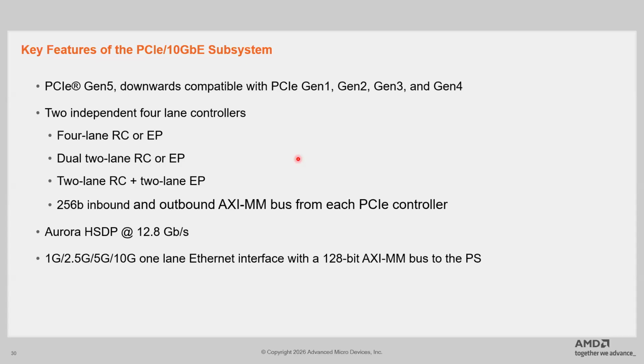You have two independent four-lane controllers. They could be, you know, four lanes RC or EP, dual lane, two-lane RC, and then or two-lane EP. This is built as 256-bit inbound, outbound AXI memory map interfaces that come directly from the PCI controller. This uses the Aurora high-speed debug ports at around 12.8 gigabits per second. And the other possibility is to run this as a one-lane Ethernet interface with up to 10 gigabits.